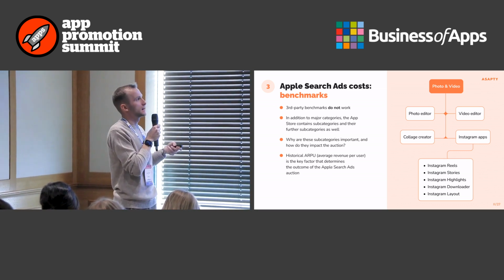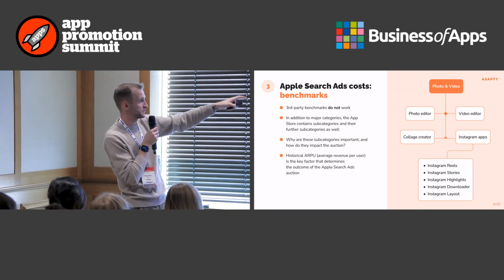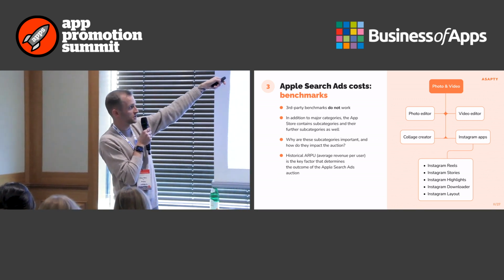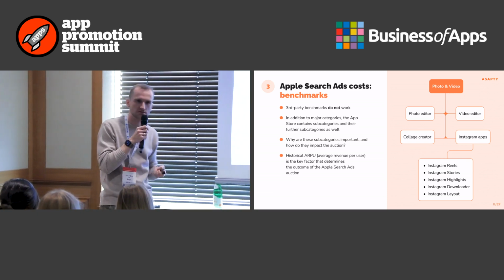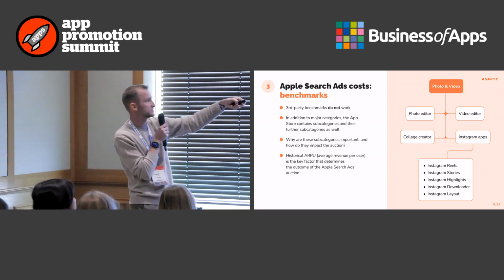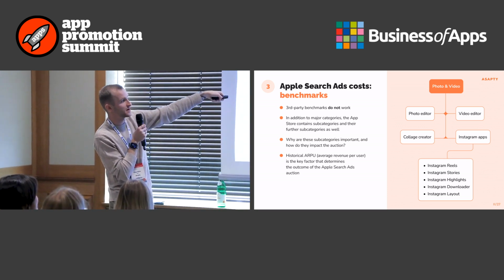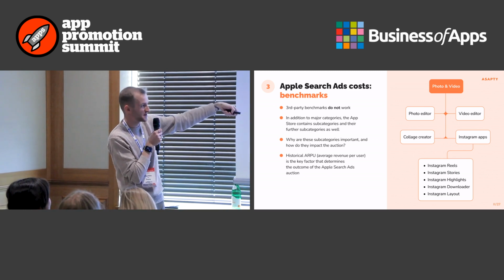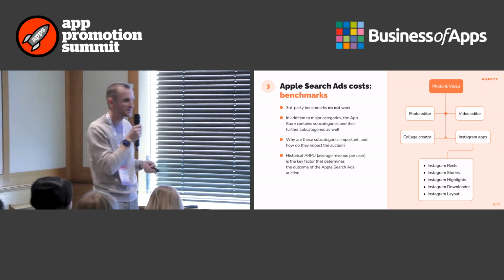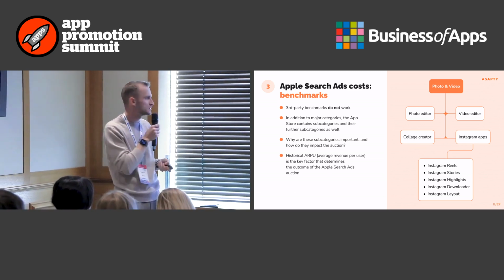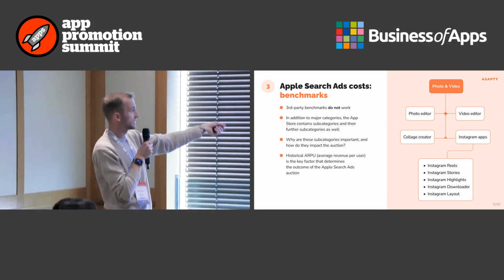Because the thing is that in the App Store, in each category, you will have subcategories. For example, in our category photo and video, we will have a lot of subcategories, but the really different examples are photo editor, video editor, collage creator, Instagram apps. And the subcategory Instagram apps will have subcategories: Instagram Reels, Stories, Highlights, Downloaders, Layouts, Icons, anything that you can imagine about Instagram-related apps. And why is it important?